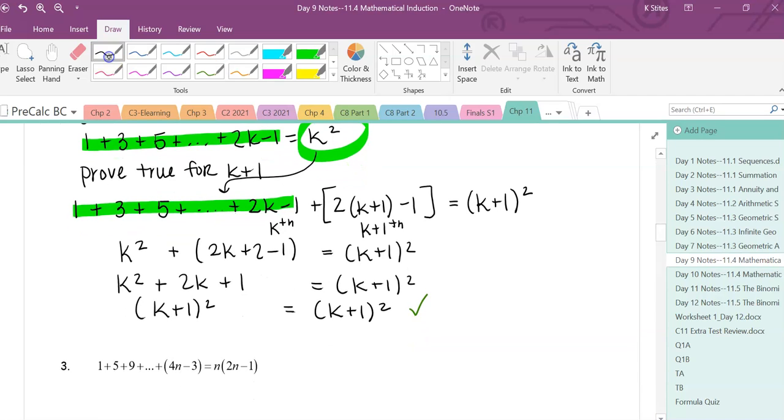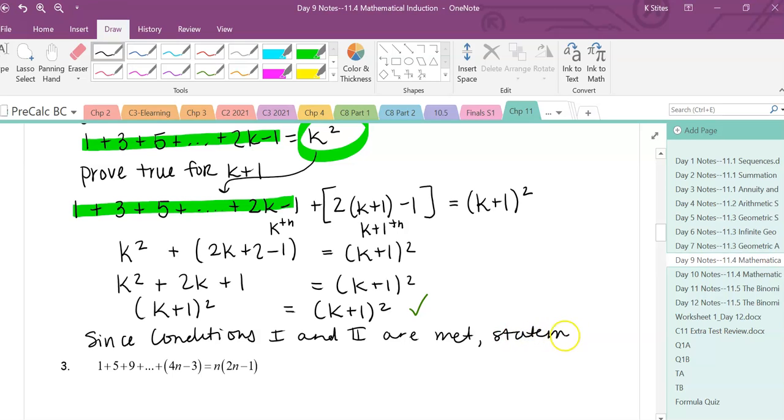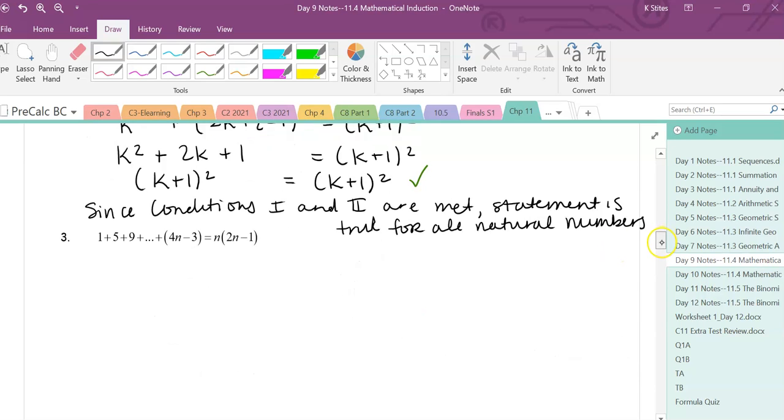And now I'm going to write my statement. Since conditions 1 and 2 are met, the statement is true for all natural numbers. All right, 2 down, 3 to go. All right, let's take a look at this one.